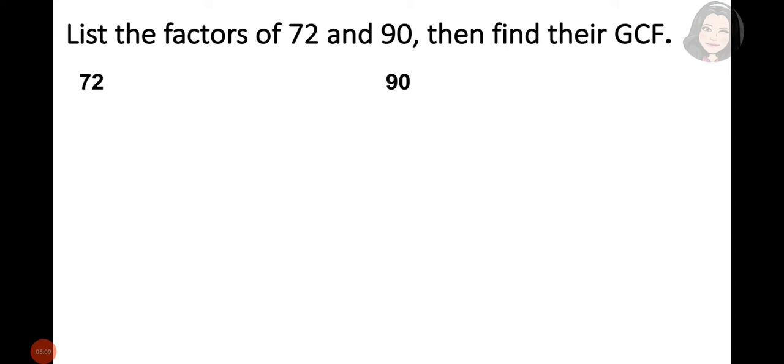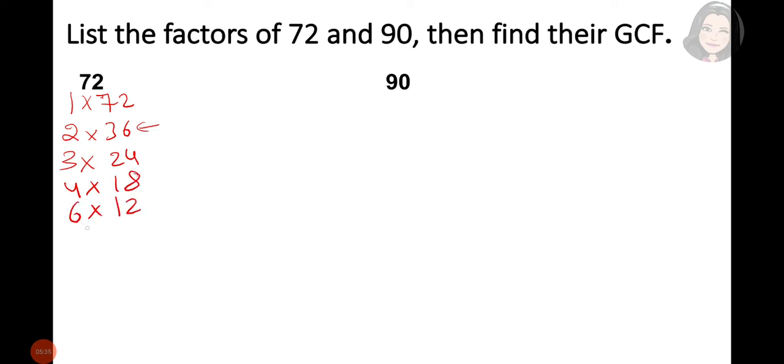Let's move on to finding the greatest common factor of 72 and 90. For 72, I've got 1 times 72. It is divisible by 2. It's 2 times 36. Use long division to figure out 2 times what number is 72. It is divisible by 3. 3 times 24 is a 72, and 4 times 18 is a 72. 6 times 12 is a 72. 8 times 9 is a 72, and 9 times 8 is a 72.